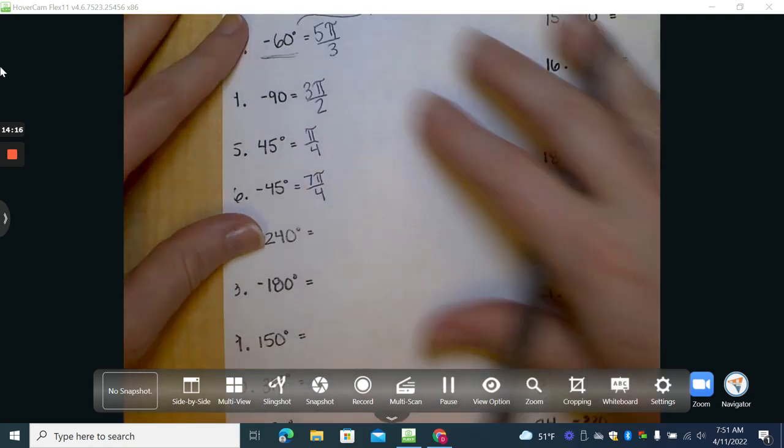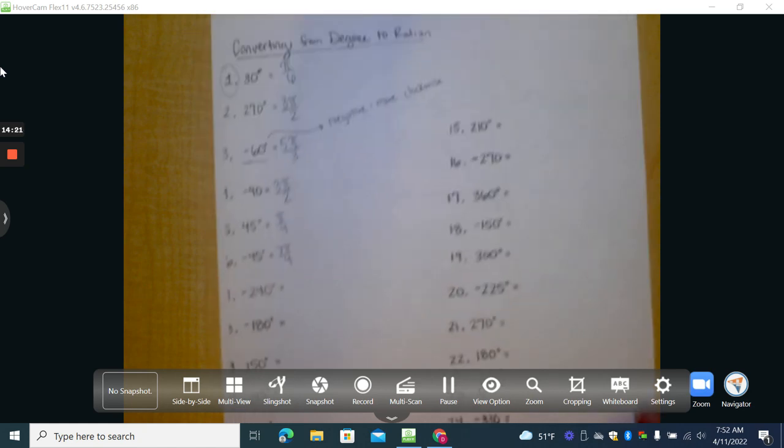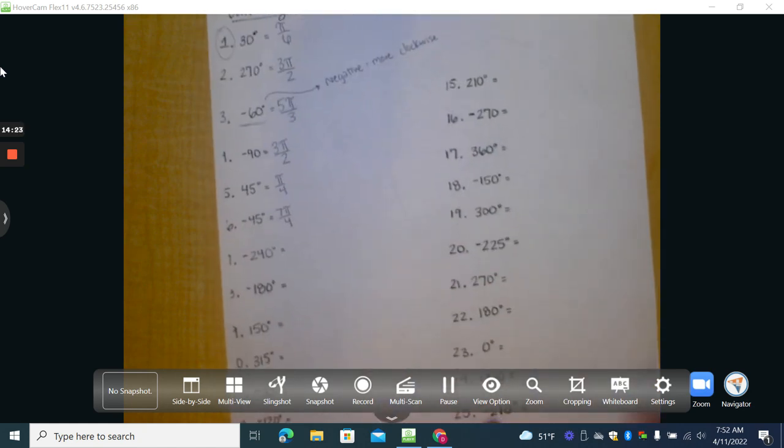The goal of this back side of this paper is to just get familiar with our unit circle. Your job is to finish all 25 of these questions.